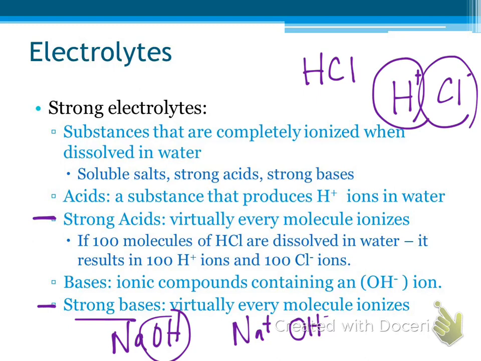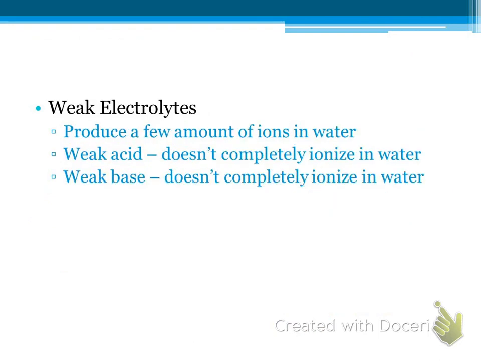That's really all you need to know about electrolytes at this point: strong electrolytes totally dissociate, or totally ionize. Weak electrolytes don't. Weak electrolytes produce a small amount of ions. So you don't need to write down all of this. You just need to know that weak electrolytes don't completely ionize in water. If something is not 100% breaking into positive and negative ions, then it's not a strong electrolyte, it's a weak one.